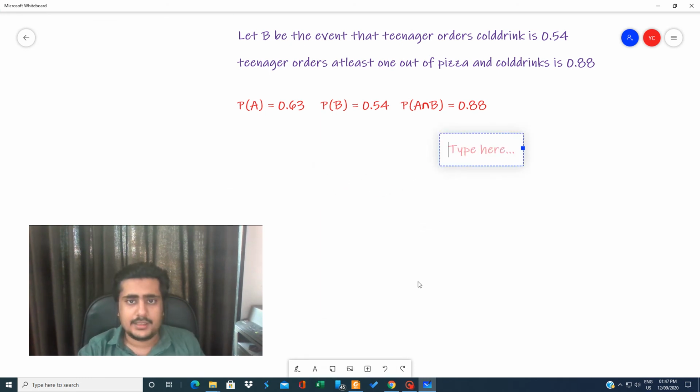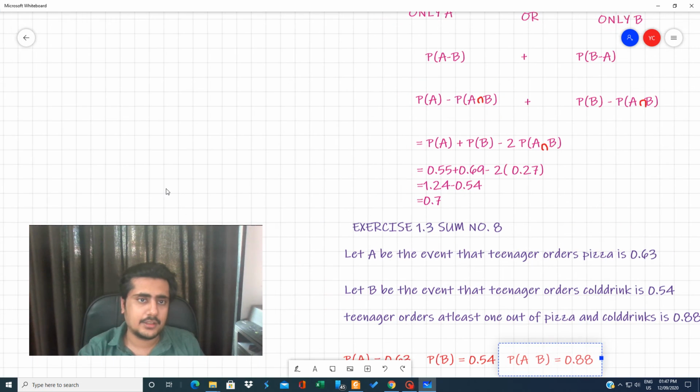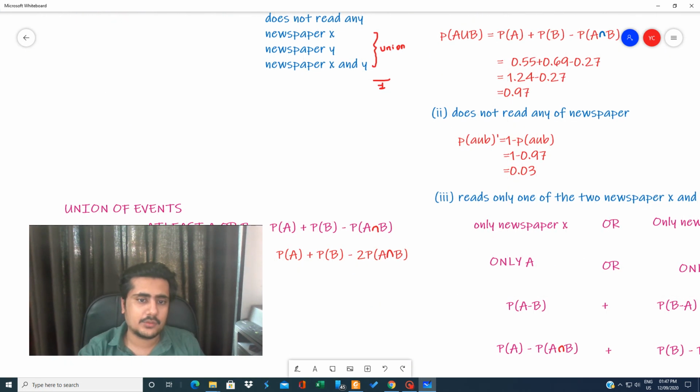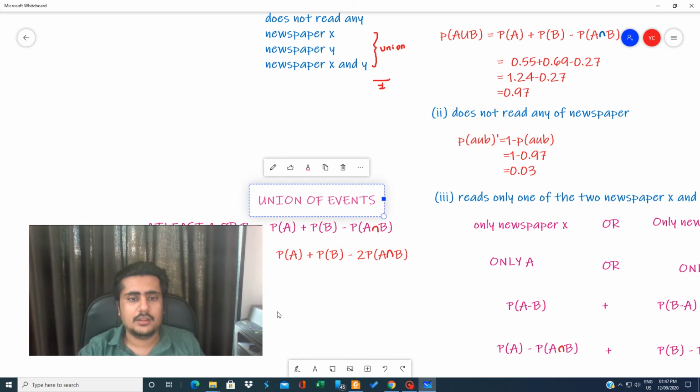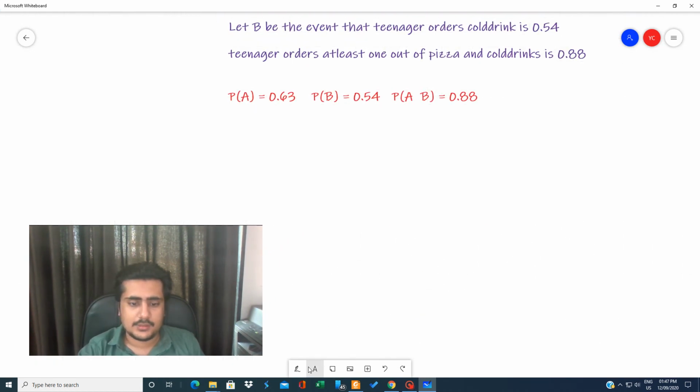What is this at least one out of the pizza? You know what is at least one? Is it intersection? No. Just yesterday, in the last lecture, I taught you that at least one means it is a union. Okay, at least one means it is a union. So this at least one means P of A union B.